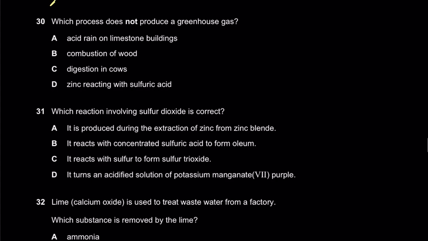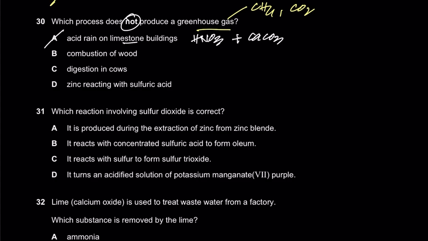Which process does not produce a greenhouse gas? Remember, greenhouse gases are methane as well as carbon dioxide, right? These are very, very crucial to climate change. Acid rain on limestone buildings does not produce. Remember, acid rain, let's suppose you take any acid, like HNO3, nitric acid, and limestone is basically calcium carbonate, which is a metal carbonate. So obviously metal nitrate is going to form, H2O is going to form, and carbon dioxide is going to form, which is basically a greenhouse gas.